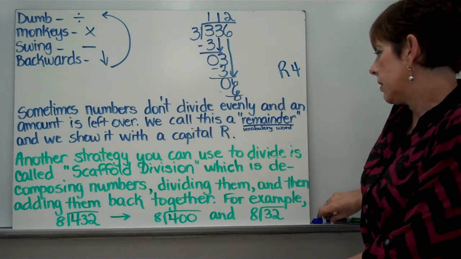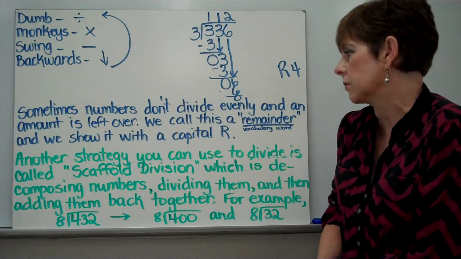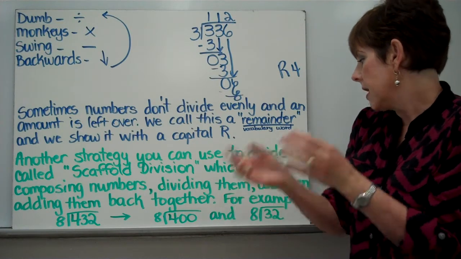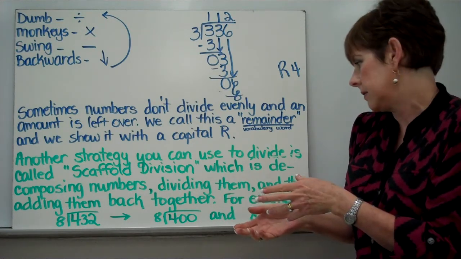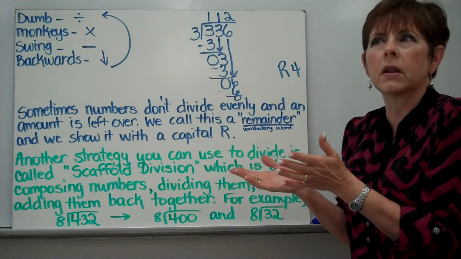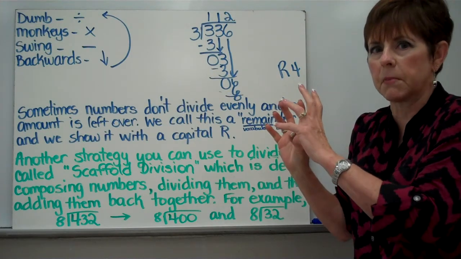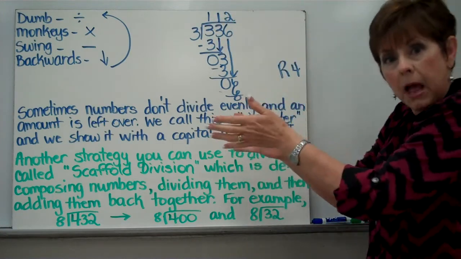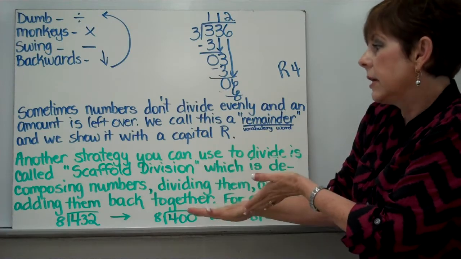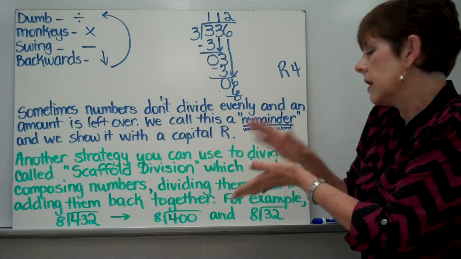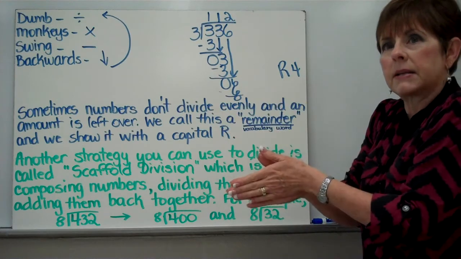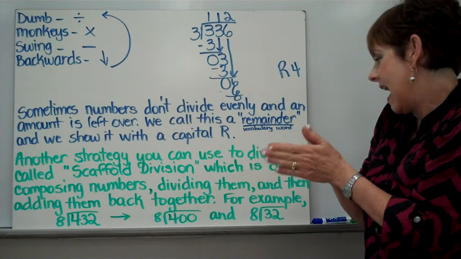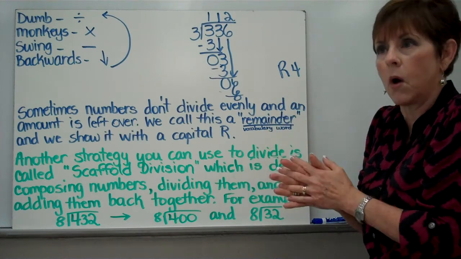Another strategy that you can use to divide is called scaffold division. That's decomposing numbers, dividing them, and adding them back together. This is sort of like when you were multiplying, where you did the box method or the window method, where you broke them down by place value, multiplied them, and then added them back. Here you do the same thing. You decompose it, you divide them, and then you add them all back together again.